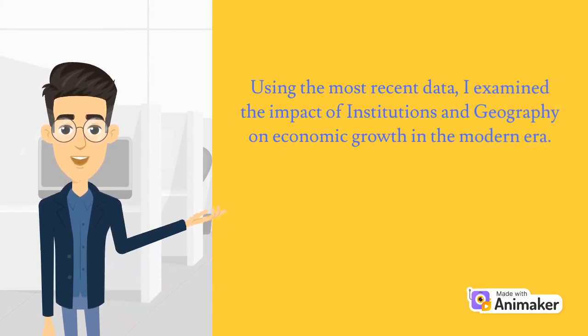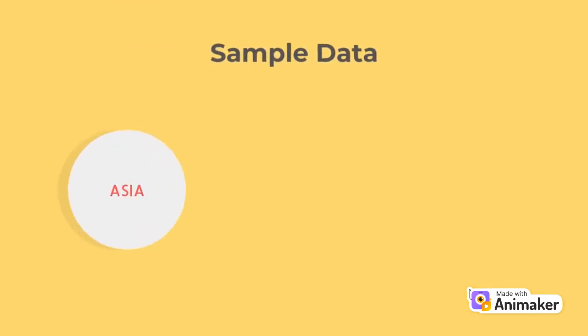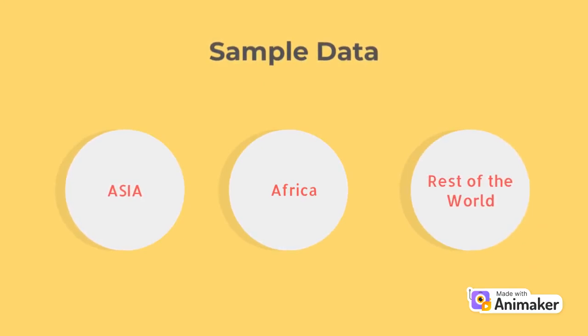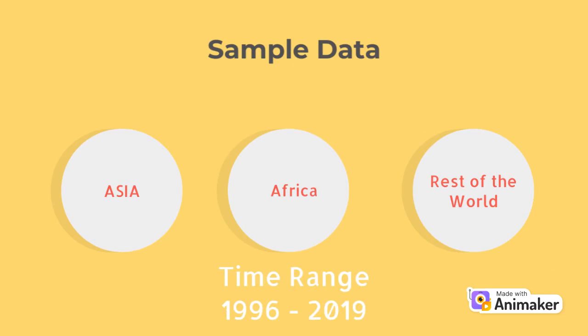In this research, I look at which of the two variables has the most influence on economic growth. The institution is the rule of law, and distance to equator is the geography data. The study includes global data as well as samples from three country groups: Asia, Africa, and the rest of the world. The study uses data from 1996 to 2019.